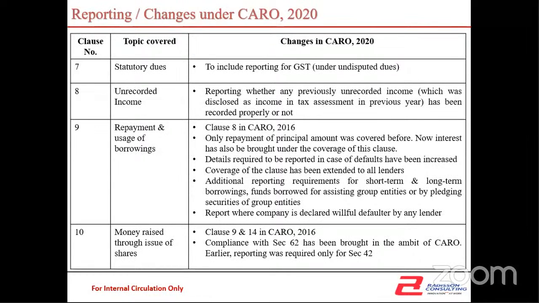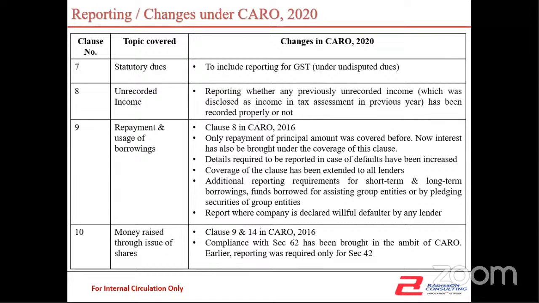Next point, additional reporting requirements for short-term and long-term borrowings, funds borrowed for assisting group entities, or by pledging securities of group entities. So this point covers 4 types of loans. First is short-term loan. If a short-term loan is utilized for a long-term purpose, then the nature of such misutilization and the amount of misutilization has to be reported. Long-term borrowings. Under long-term borrowings, if the loan has been borrowed for a particular purpose, which has been agreed with the lender, and the funds are actually utilized for some other purpose, then such misutilization has to be reported along with the amount.